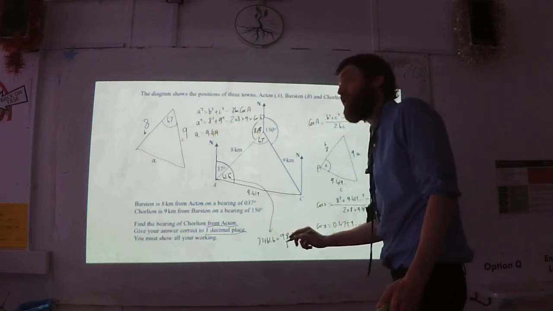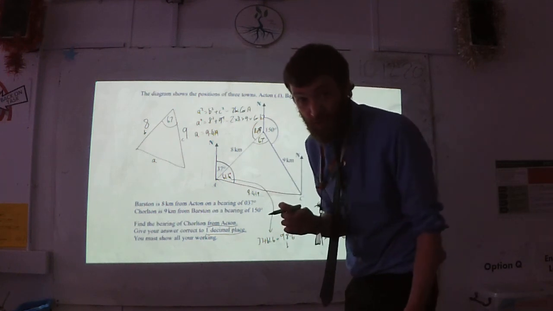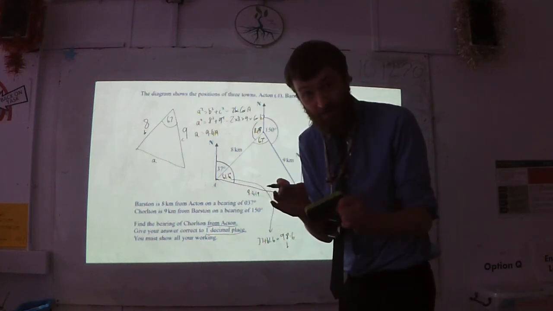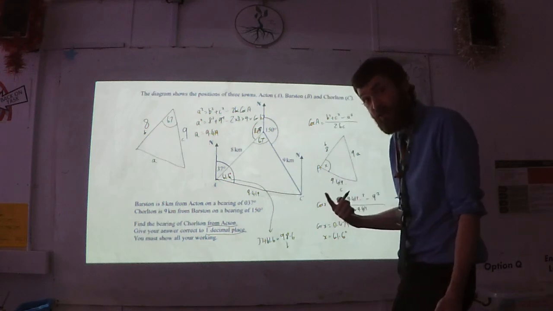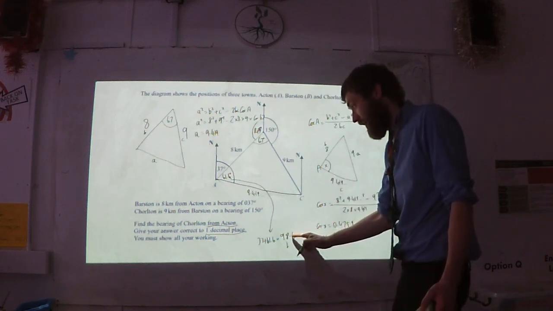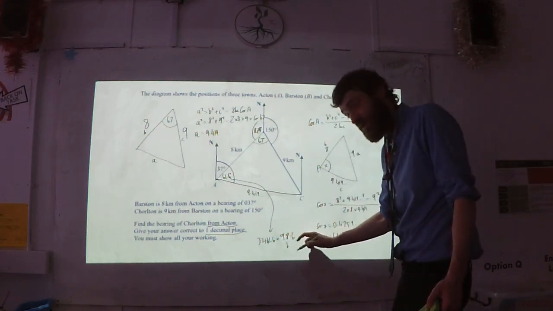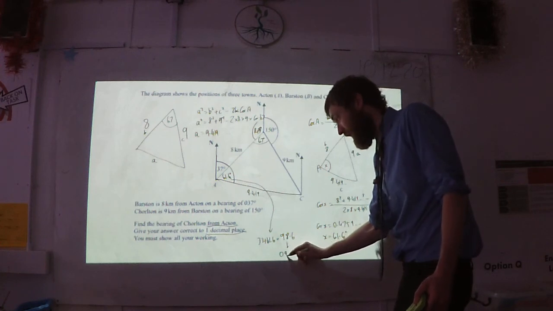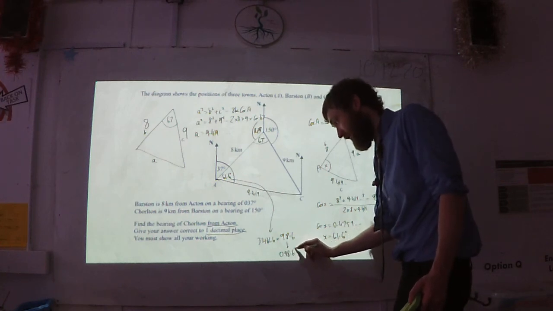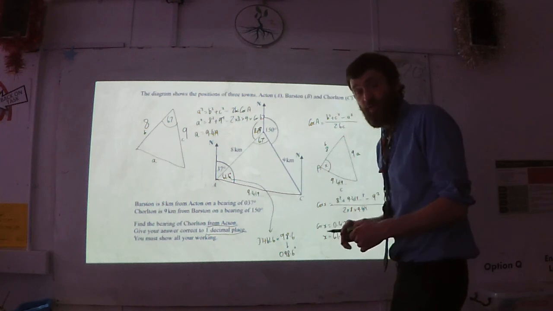98.6. Then the final step is that it's about bearings. So therefore you want 3 digits. Now the fact there's a point there still counts as 2 digits. So we need to go 098.6. That's our final answer.